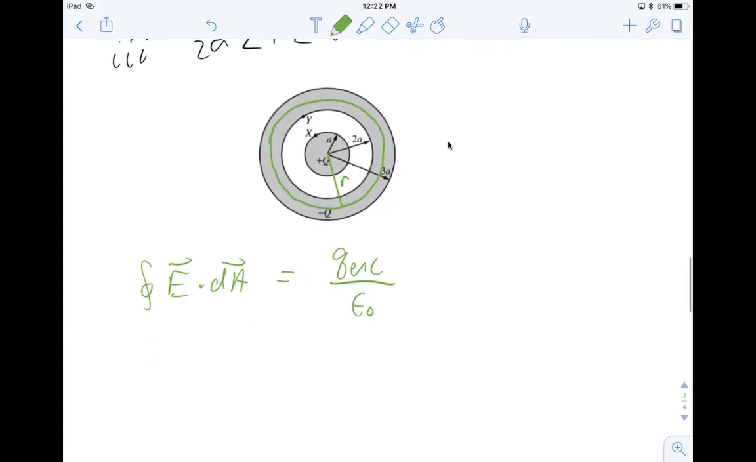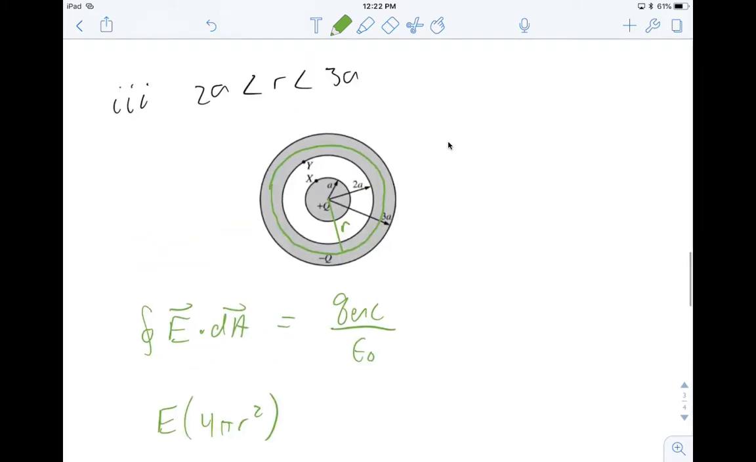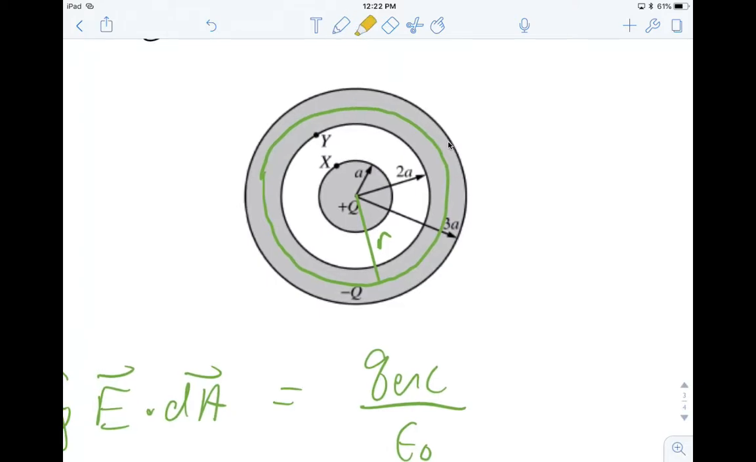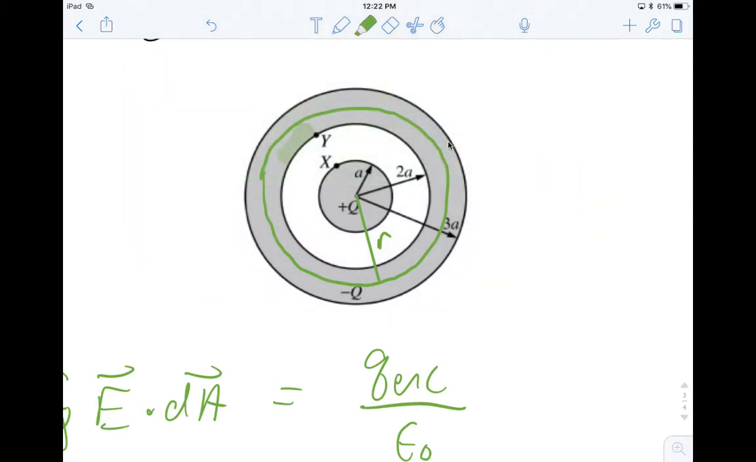The left side should look the same, E times 4 pi r squared. The right side is a little bit trickier. How much charge does it contain? Notice that it contains this little bit of charge, and it contains this whole thing. We have to be careful. That white area, there is no charge in that, so we can't count that volume, and we cannot count the gray area that I did not highlight.